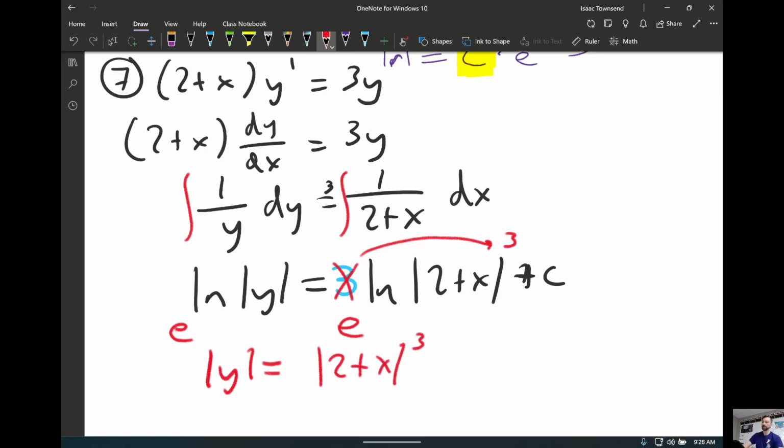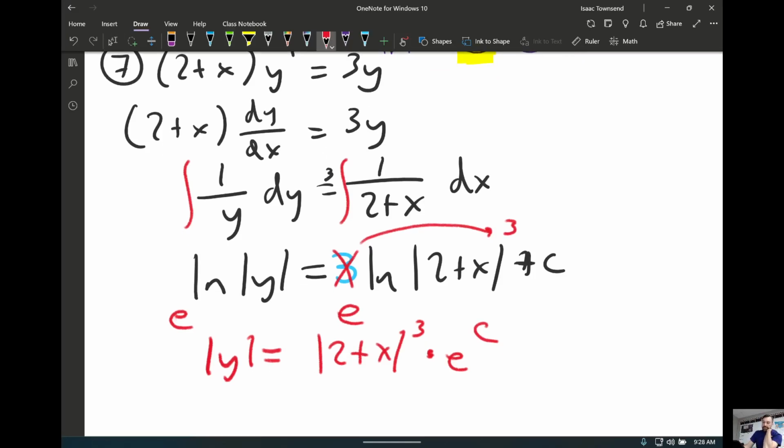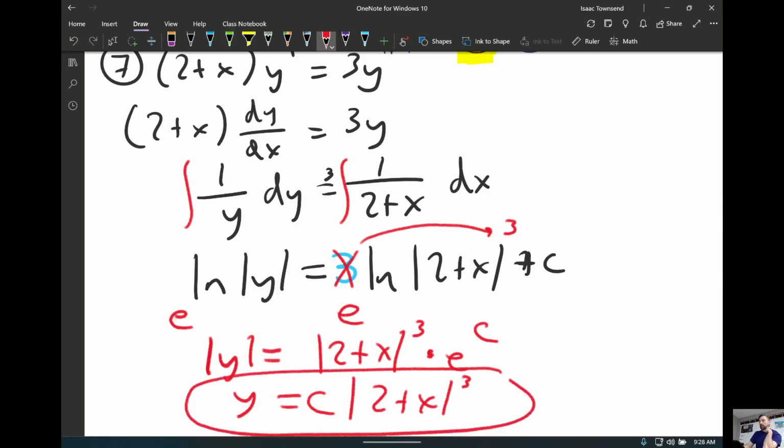So it just becomes that. And then times an e to the c, not a plus. Multiplying things with the same base, you add the exponents. Here's where they're being added, here's where they're being multiplied. And then change e to the c to just be c. I can ignore the absolute value sign there because if the other side's supposed to be the opposite, it would just flip the sign of c, which I don't know what c is anyway.